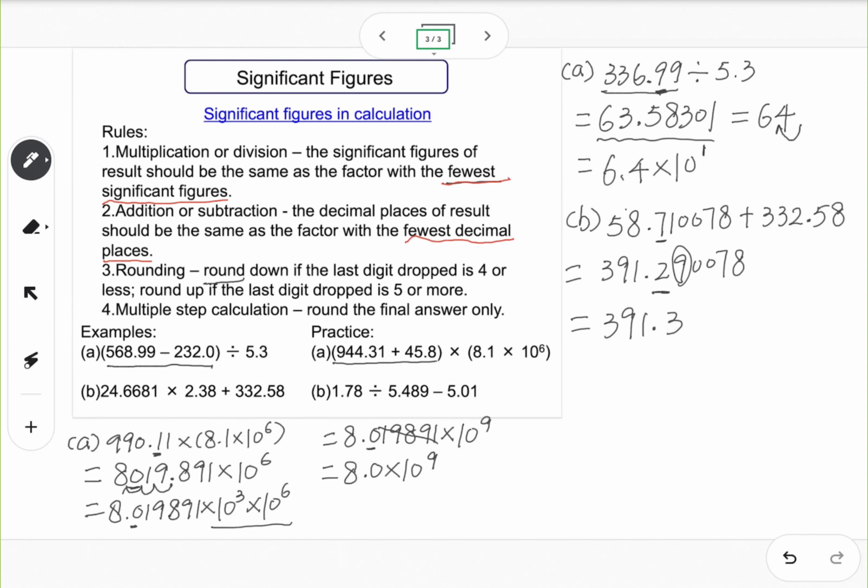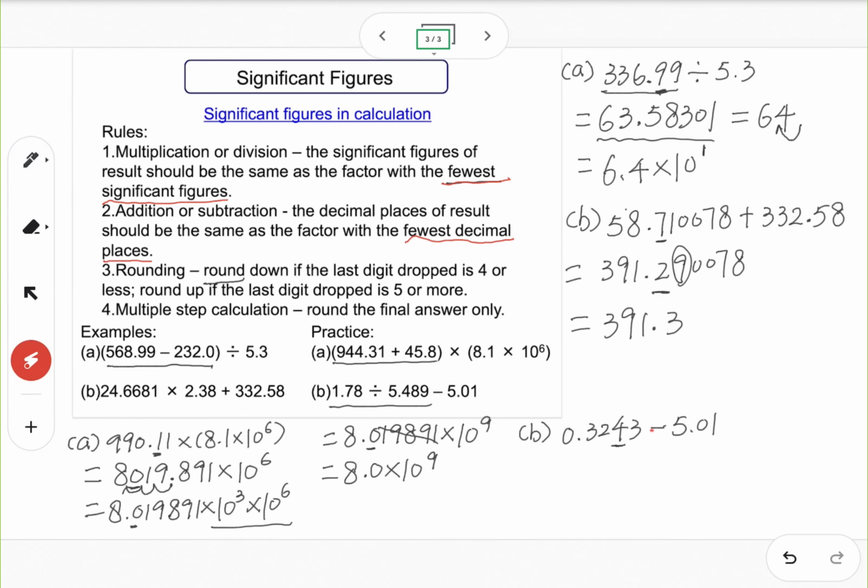Now practice B. You have division and you have subtraction. We need to do division first. Again, for division, you need to follow the number with the fewer significant figures. This one has 3 significant figures, and the other has 4 significant figures. So the intermediate answer of this step is supposed to have 3 significant figures. So for practice B, this step will give me 0.3243, and you have 5.01 behind. As I mentioned, this number is supposed to have 3 significant figures. I will highlight the 4 to tell me that I am supposed to keep 3 significant figures.